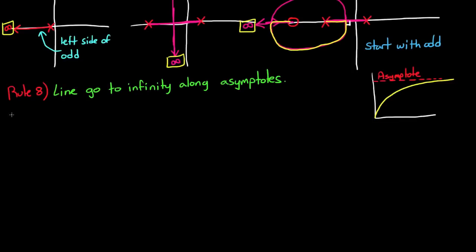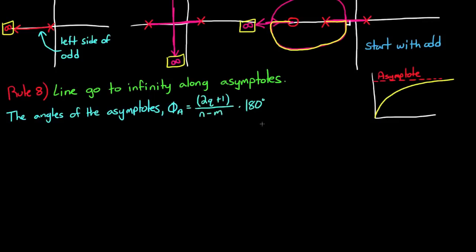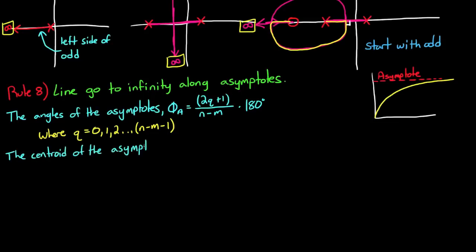Alright, remember that we have as many asymptotes or lines going to or from infinity as there are unmatched pole zero pairs. And the angle of the asymptotes are dictated by this equation, where q are all of the integer numbers starting at 0 and going up to just 1 less than the number of unmatched pairs.